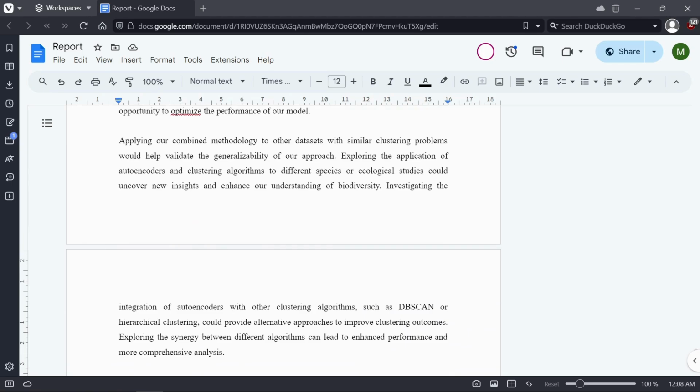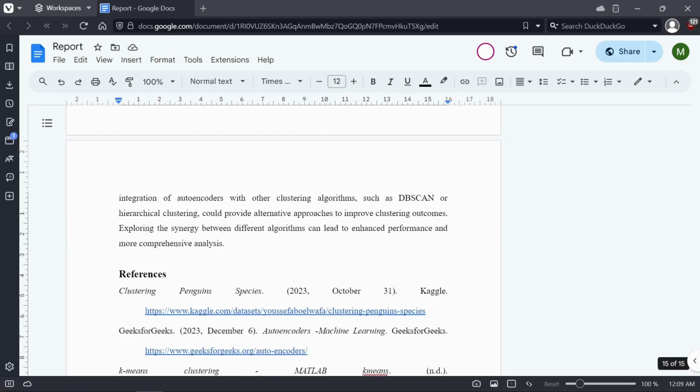Applying our combined methodology to other datasets with similar clustering problems would help validate the generalizability of our approach. Exploring the application of autoencoder and clustering algorithms to different species or ecological studies could uncover new insights and enhance our understanding of biodiversity. Investigating the integration of autoencoder with other clustering algorithms such as DBSCAN or hierarchical clustering could provide alternative approaches to improve clustering outcomes. Exploring the synergy between different algorithms can lead to enhanced performance and more comprehensive analysis.